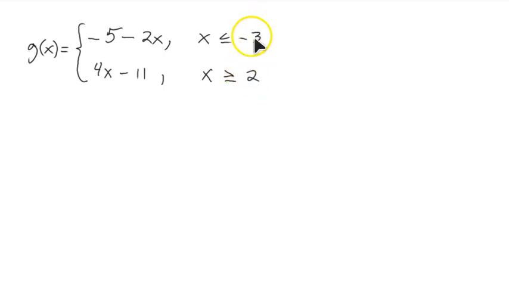Now I want you to notice that these do not meet up. There are a bunch of numbers that are left out of this domain, and we're going to see that right now. For example, 0. 0 is not less than or equal to negative 3. 0 is also not greater than or equal to 2. Therefore, 0 is not in the domain. So if we were asked in this case, what is g of 0, the answer would be DNE, does not exist, because 0 is not defined for this piecewise function. Positive 1 and negative 1, neither one of them are defined on this piecewise function either.